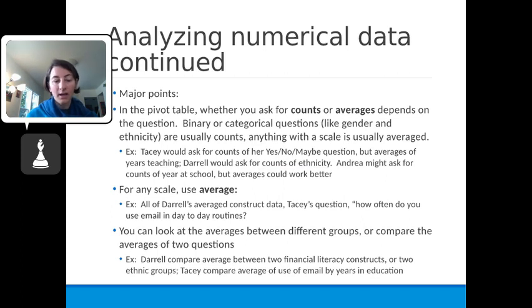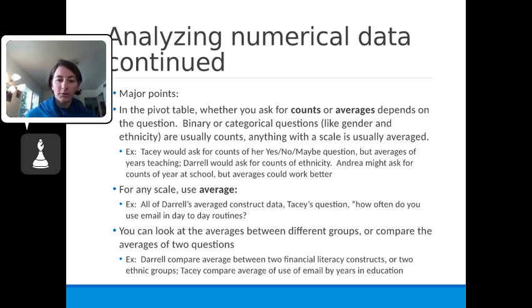Andrea has a couple of questions. She might ask for a count of the years that the students were, their year in school, right? Or she could ask for their average year in school. So you can actually do either one. So what's the average year in school of these students? The average might be somewhere in the middle, right?